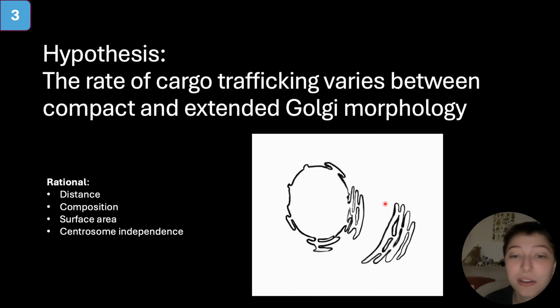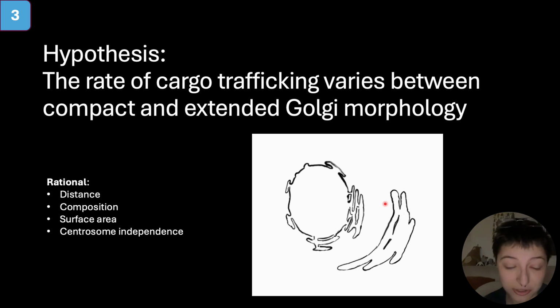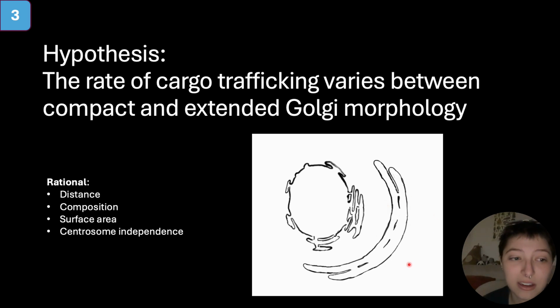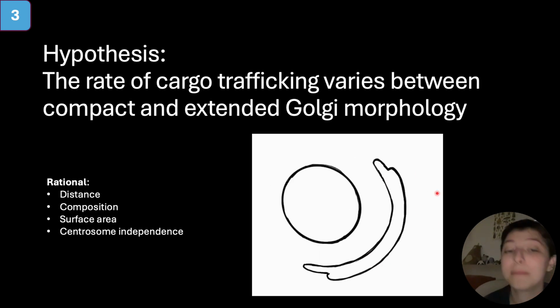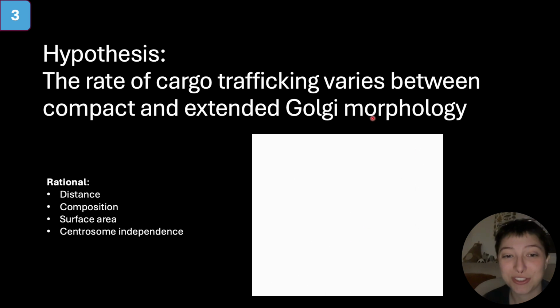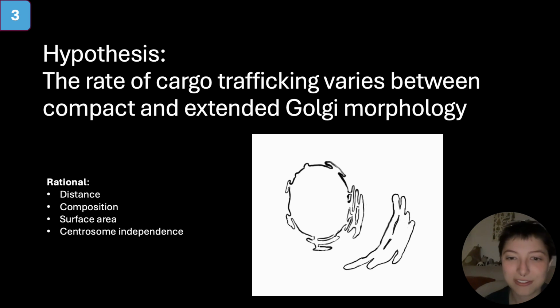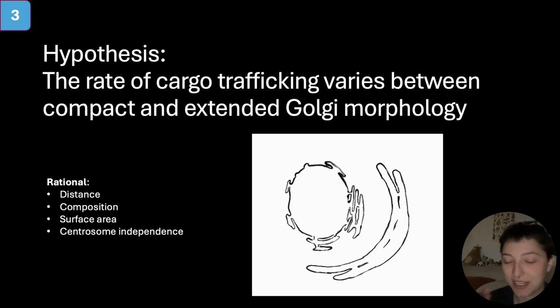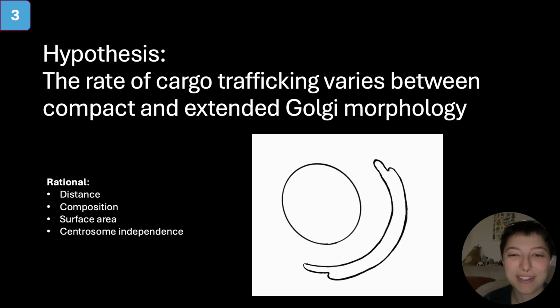And so another rationale is you're having different compositions in different stages, and so that might affect trafficking somehow. And then surface area of the Golgi, that's also a thing. And then also something really cool is that when the Golgi starts to do this extension, it actually becomes centrosome independent. And so how I said before that the Golgi co-localizes with the centrosomes, that doesn't happen.